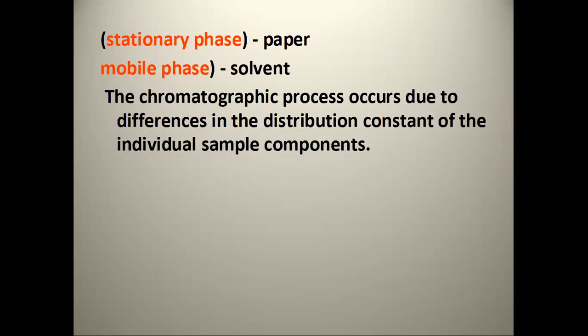So the chromatographic process occurs due to the differences in the distribution constant of the individual sample components. So in plain English, well, basically you have different interactions, different solubility in the solvents. Because of these different interactions of the molecules, they will move in different speeds.